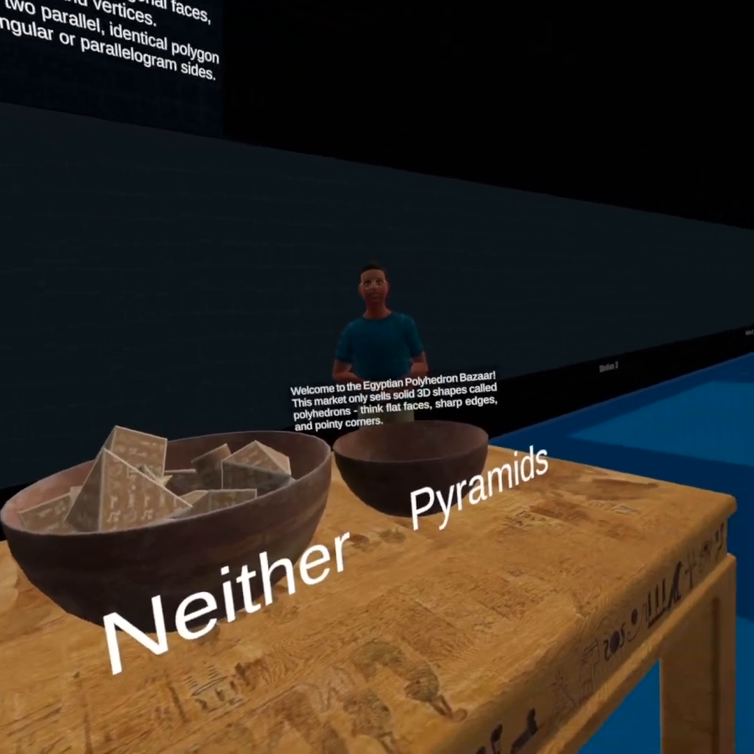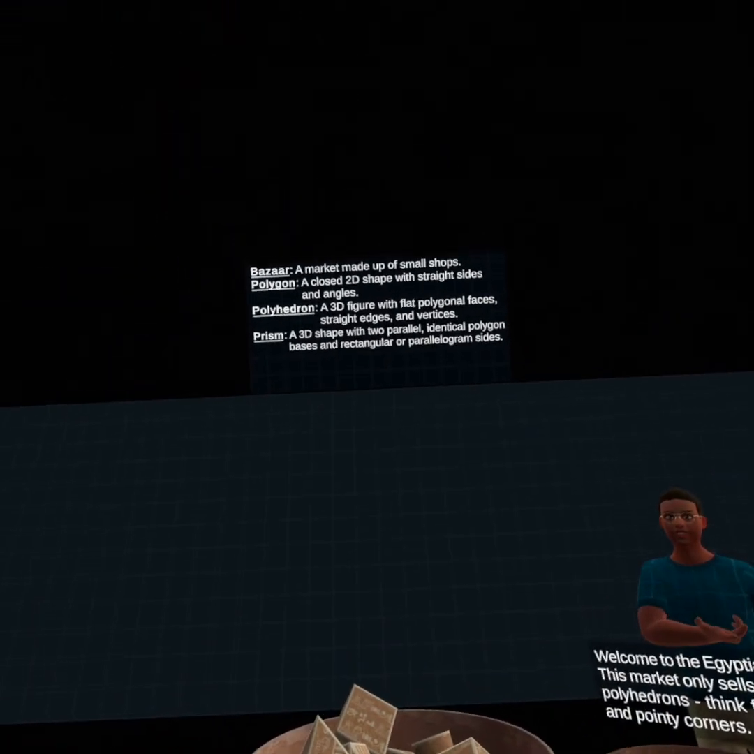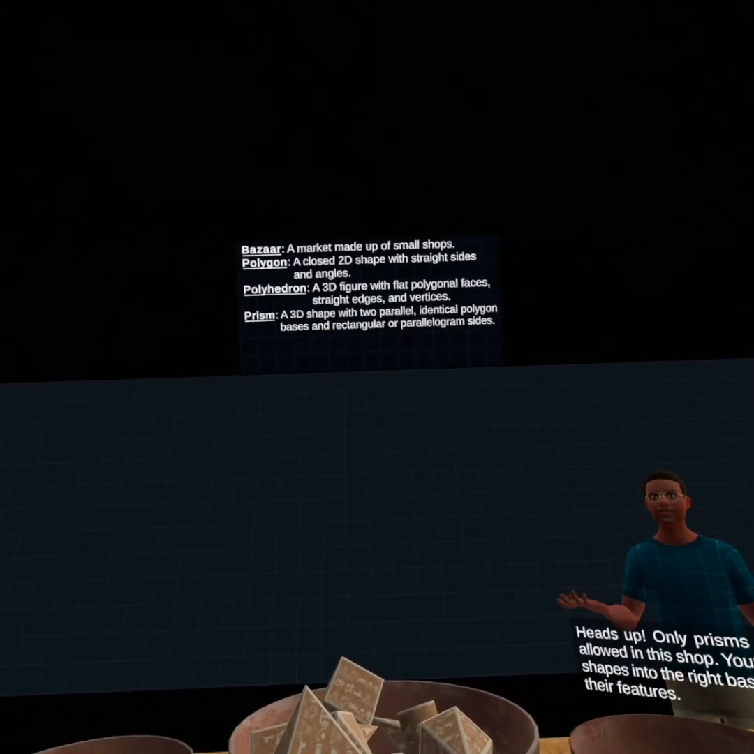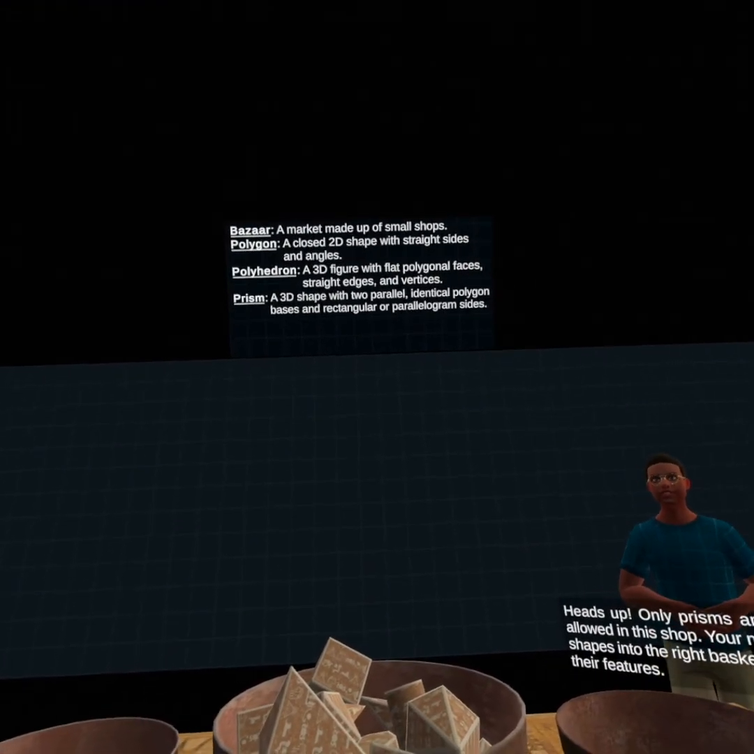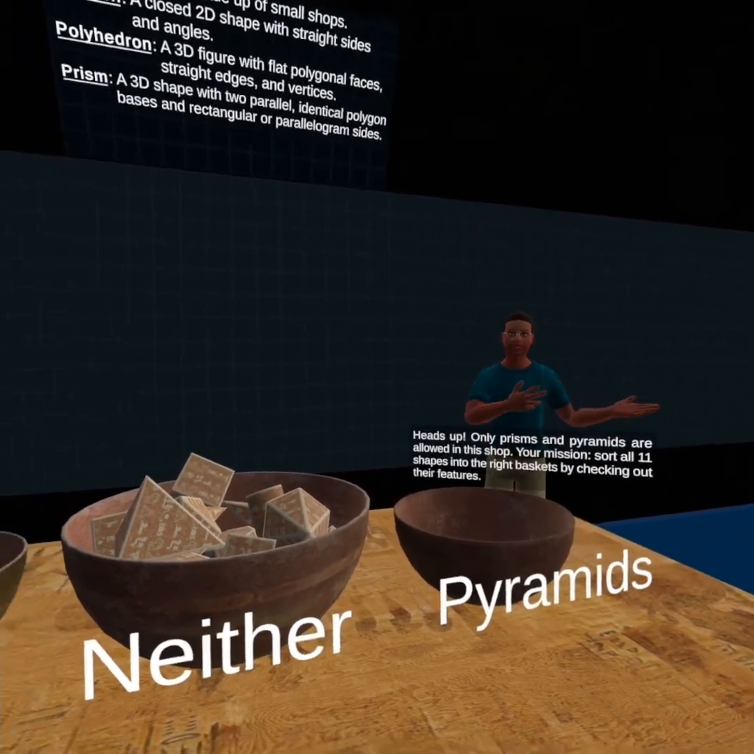Welcome to the Egyptian polyhedron bazaar. This market only sells solid 3D shapes called polyhedrons. Think flat faces, sharp edges, and pointy corners. Heads up, only prisms and pyramids are allowed in this shop. Your mission: sort all 11 shapes into the right baskets by checking out their features.